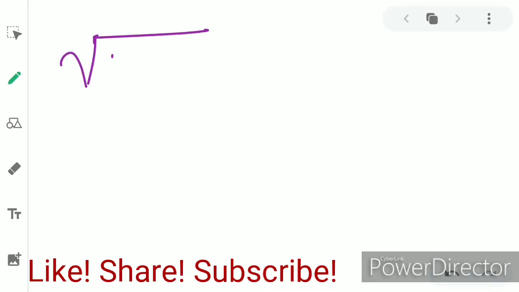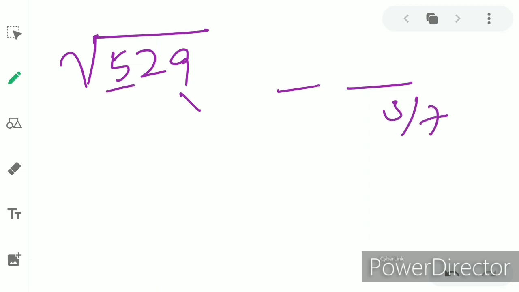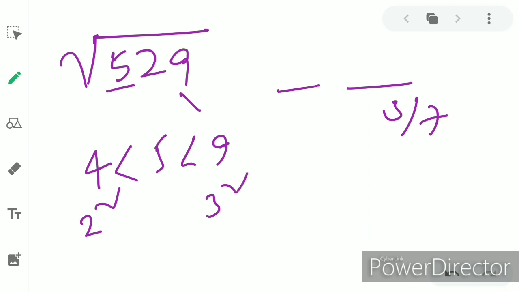Take root over 529. Since it has 3 places, its square root will have (3 plus 1) by 2, that is 2 places. Since 529 ends with 9, the digit at the units place of its square root will be either 3 or 7. Now for the tens place. Now look at 5. Now 5 lies between 4 and 9, that is 2 square and 3 square. Since 5 is greater than 2 square, take the tens place as 2. Now multiply 2 into 3. The product of these two numbers is equal to 6.